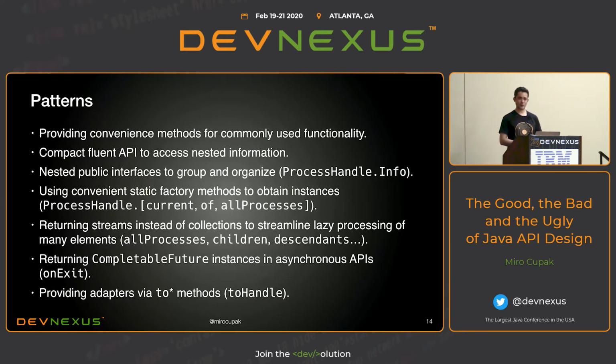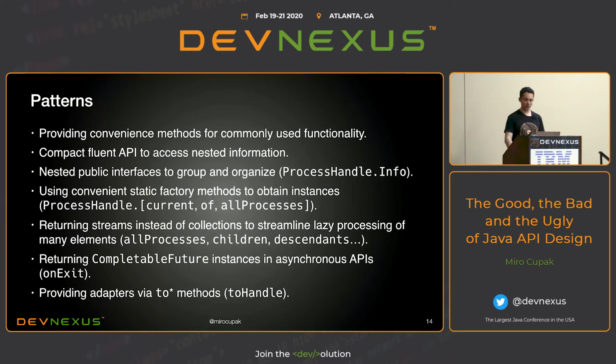We saw the pattern of using fluent APIs to access nested information. So in this case, we didn't have the standard getter methods to deal with the process info. The API was more fluent, and as you've probably noticed, I'm a big fan of fluent APIs in general. This API emulated the structure of the data by using nested public interfaces to group things, such as the info interface. And we saw that that worked pretty nicely and was actually pretty easy to understand as well.